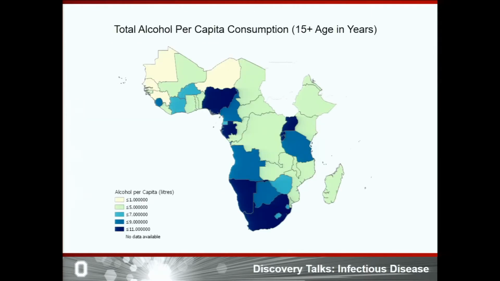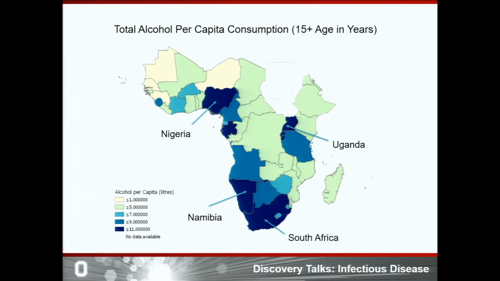This past summer, I worked on a research project with my advisor where we looked at all the different types of substances that were currently being used in sub-Saharan Africa by country. This map is the alcohol per capita consumption per country. And there are a few countries, Nigeria, Namibia, South Africa, and Uganda, that have high rates of alcohol consumption, up to 11 liters of pure alcohol per person per year.